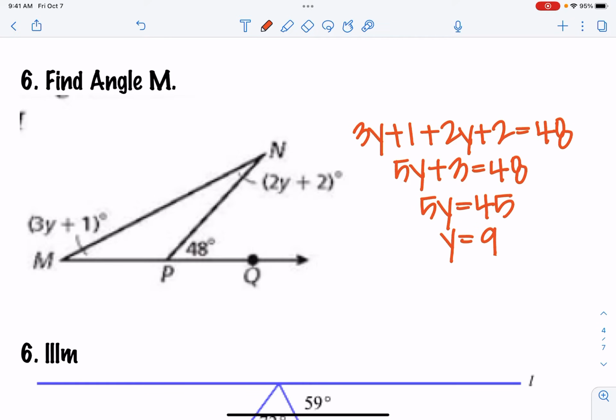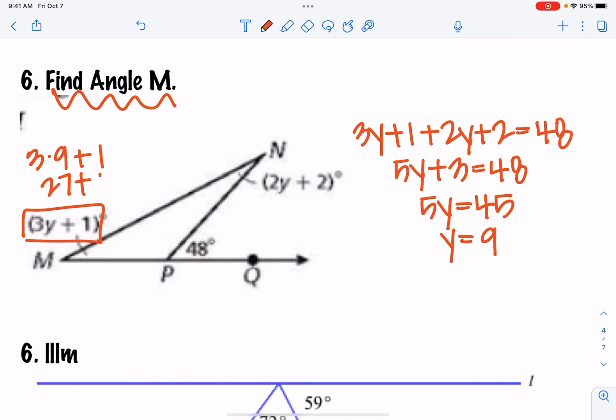You get 9 as your answer for y, but as always, you want to make sure we answer the question. It said find angle M. So we're going to plug it back into M. So 3 times 9 plus 1. So 27 plus 1. So that angle is 28 degrees.